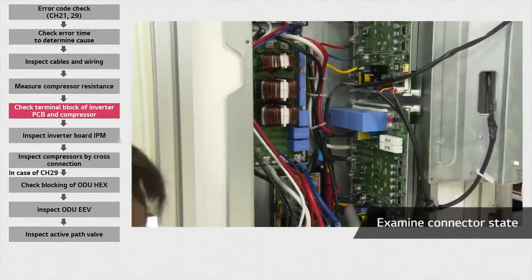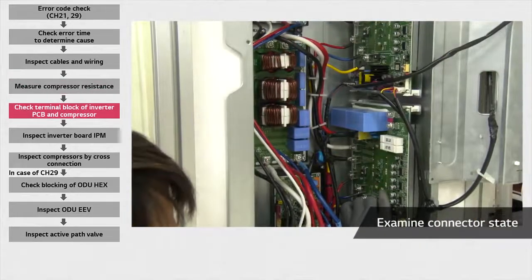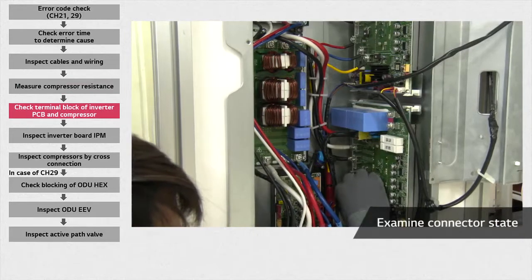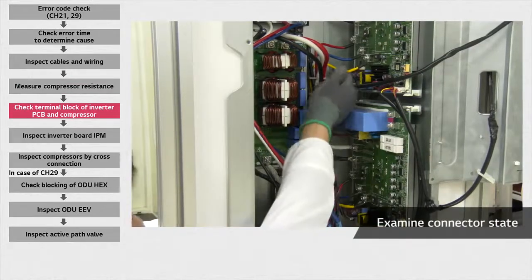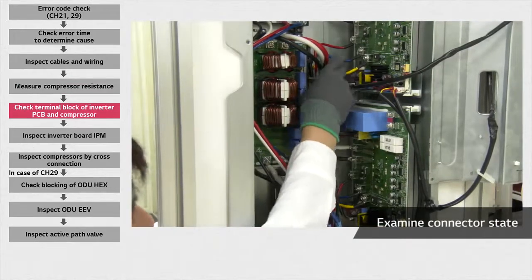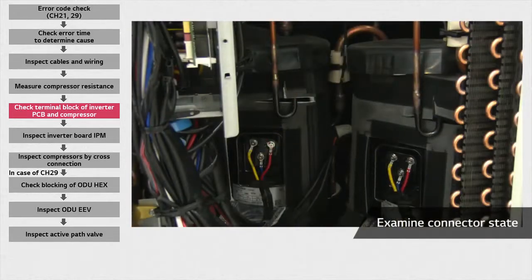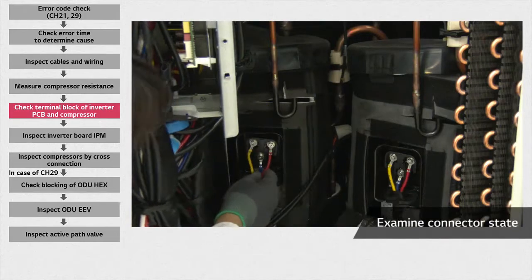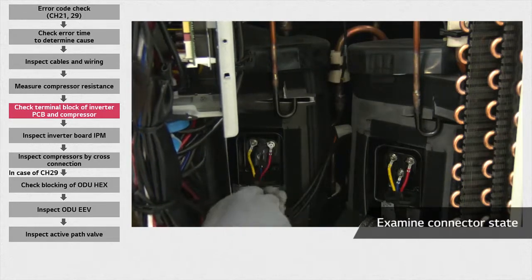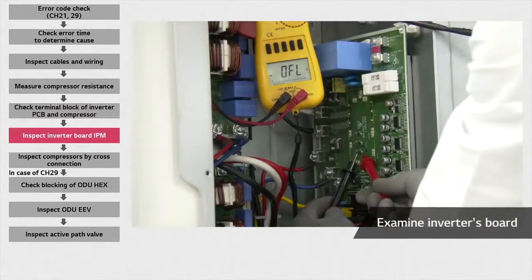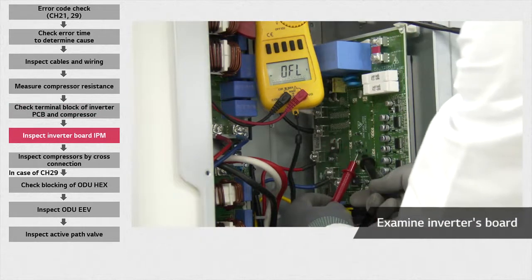Now, check the terminal connections of inverter PCB. Check the U, V, W connectors are tight. If loose, tighten them. Then, check the compressor terminal assembly and reassemble it if any abnormal conditions are found. If there is not a problem with the terminals, we are then going to inspect the inverter board IPM.